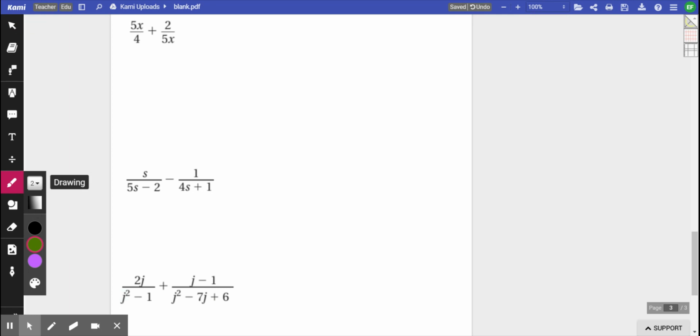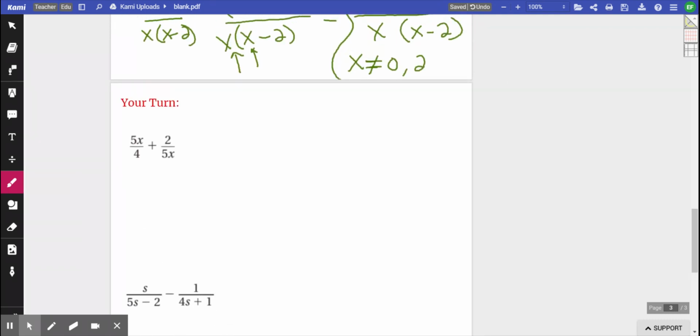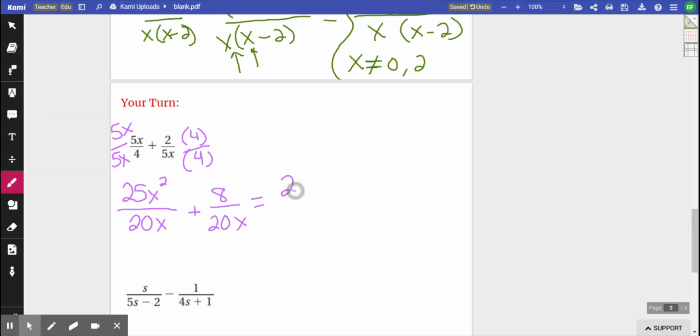All right, it looks like our first example here, again, has no common denominator at all. So we're going to have to multiply by the other denominator, which means I'm going to multiply the second one by 4 over 4, and multiply the first by 5x over 5x. When I multiply 5x by 5x, I get 25x squared over 20x. My second fraction, if I multiply by 4, numerator and denominator, I get 8 over 20x. When I combine those, I get 25x squared plus 8 over 20x.